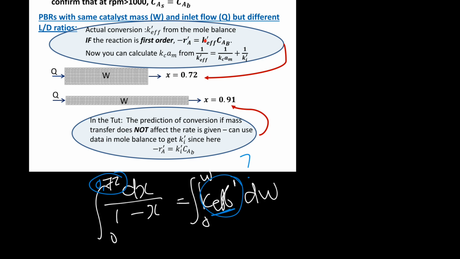Once I have K effective, I can use the sum of resistances in order to solve for my mass-based external diffusion rate constant. Another very important concept. Please pause first, take a sip of water and then delve into this next important part of this theme.